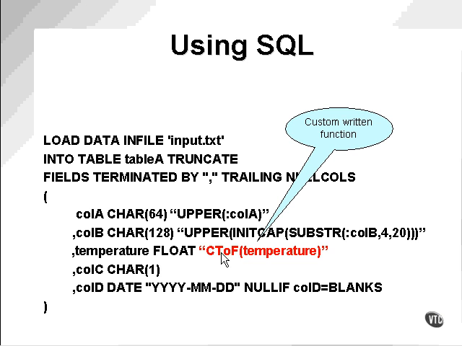In this case, I have a function called C to F, which is literally a temperature conversion, converting Celsius to Fahrenheit. So I can actually use a custom written function as well. That's the very basics of using SQL in control files.